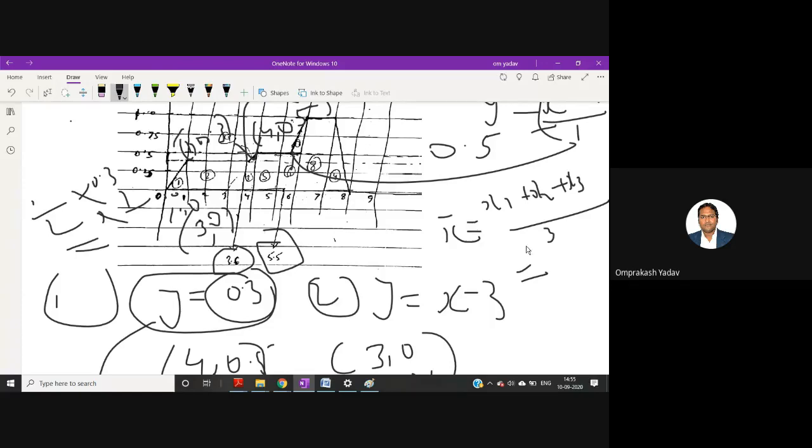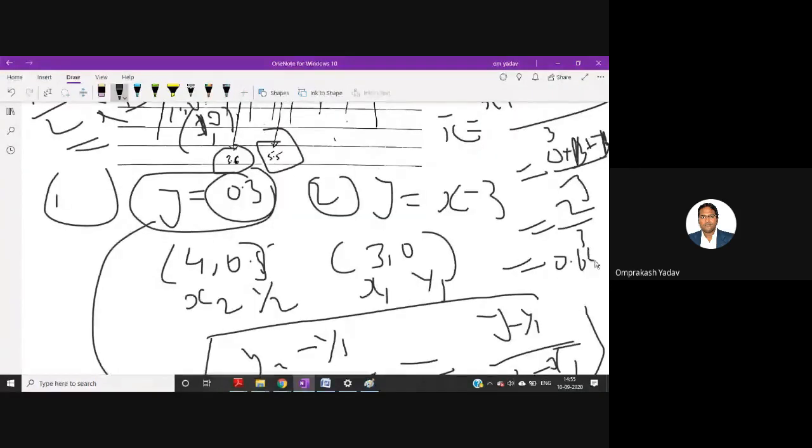So now just substitute. The x values are 0 plus 1 plus 1, divided by 3. So 2/3. So it will come to 0.666 something.